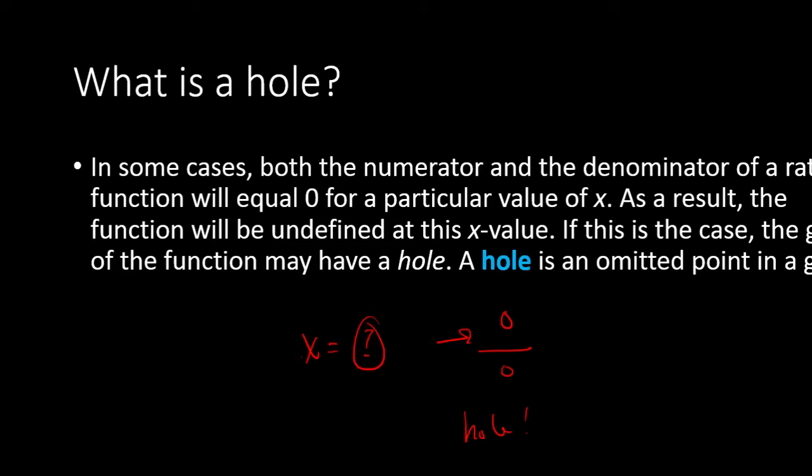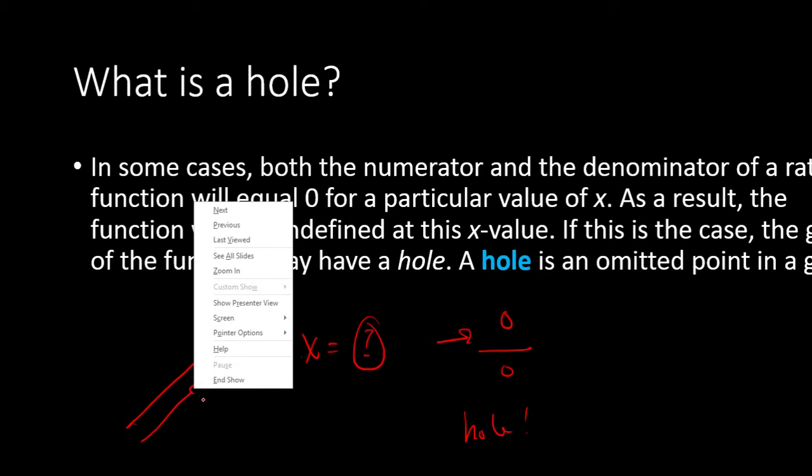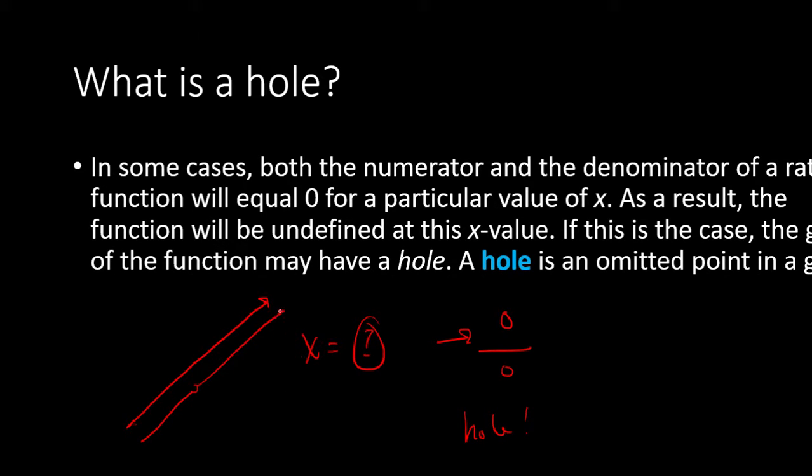It's an omitted point in the graph, meaning if we have this beautiful graph of a function and there's a hole in it, we would break for that one little piece, that would be a hole, and then we'd continue. This makes our function discontinuous at that point.